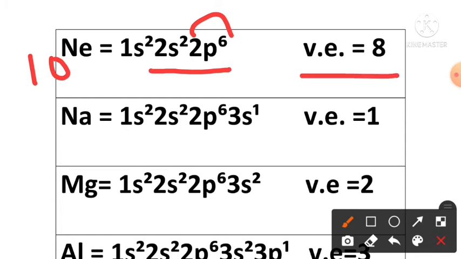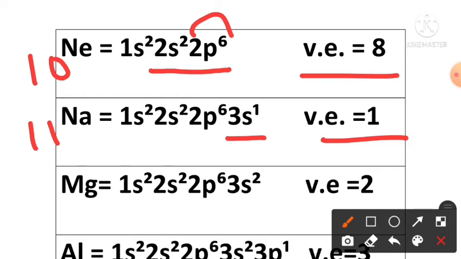Like this, sodium. We know that the Z of sodium is 11. So we write its electronic configuration: 1s2, 2s2, 2p6 and 3s1. So its outermost shell is 3s1. Now the number of electrons present in this shell is 1. So its valence electron is 1.